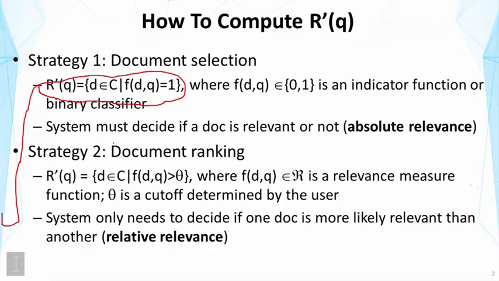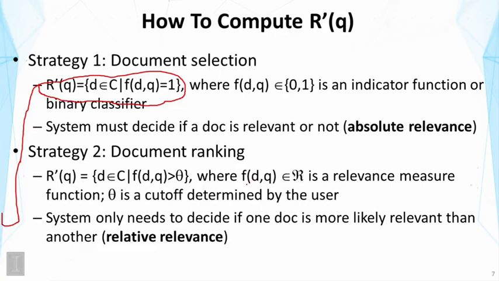Alternatively, there's another strategy called document ranking. Now, in this case, the system is not going to make a call whether a document is relevant or not, but rather the system is going to use a real value function f here that would simply give us a value that would indicate which document is more likely relevant. So it's not going to make a call whether this document is relevant or not, but rather it would say which document is more likely relevant. So this function then can be used to rank the documents.